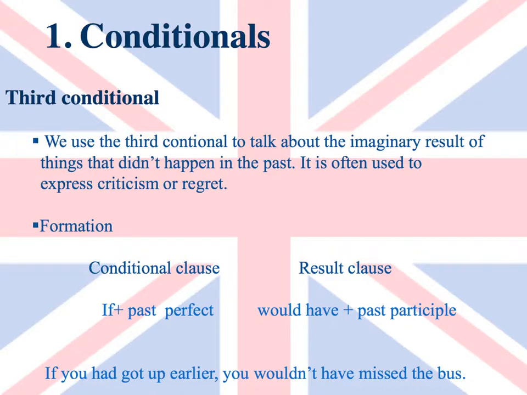Let's look at the third conditional. We use the third conditional to talk about the imaginary result of things that didn't happen in the past. It is often used to express criticism or regret. We form the third conditional with if plus past perfect, comma, would have plus past participle. It is also possible to put the if clause at the end of the sentence. Look at the example. If you had got up earlier, you wouldn't have missed the bus.